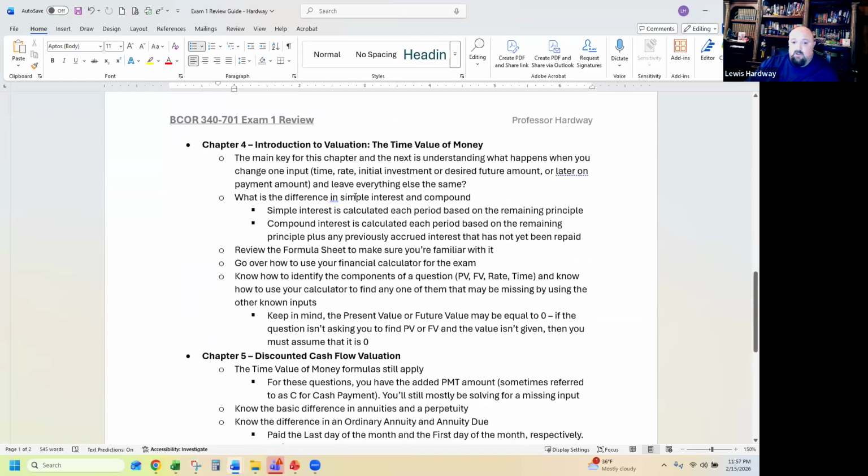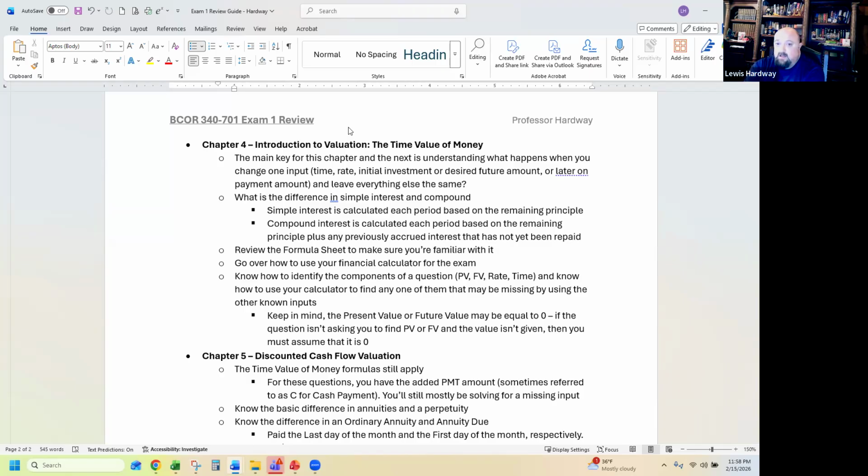All right, let's go ahead down to chapter four. So chapter four, you could probably guess we're talking about time value of money. Understanding what happens when you change one input: time, rate, present value, future value, or, not in this chapter but later on, the payment amounts. And then what happens to everything else? So if the time is longer, then what is the effect on the future value? Well, it gets bigger.